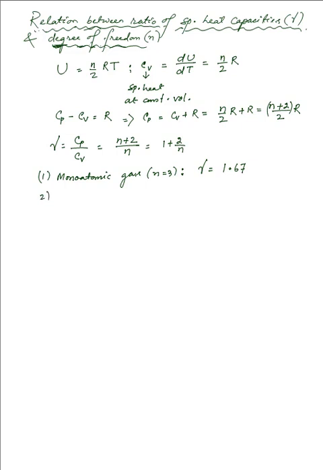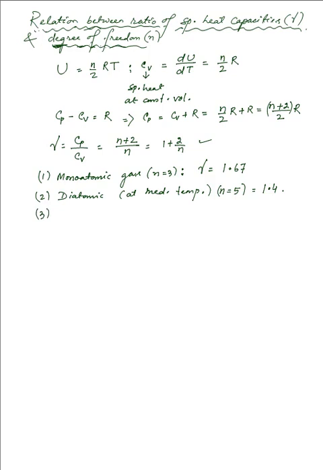But for diatomics at medium temperature, we already know the value of N in that case is simply equal to 5, and using that in the above formula, 1 plus 2 over 5 is going to give us 1.4, because 2 over 5 is 0.4, so 1 plus 0.4 is going to give us 1.4.